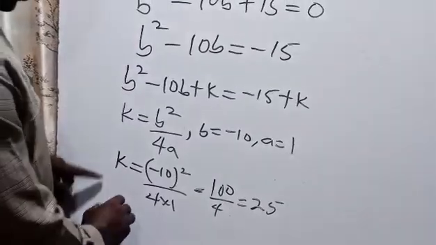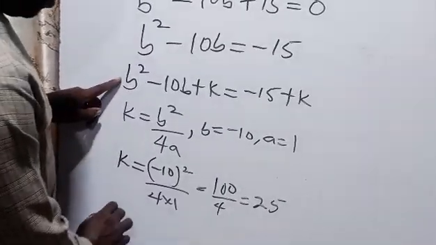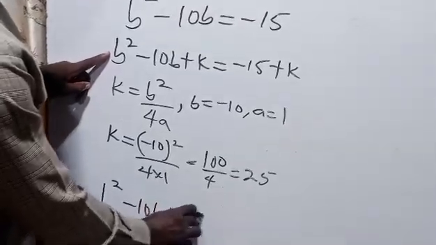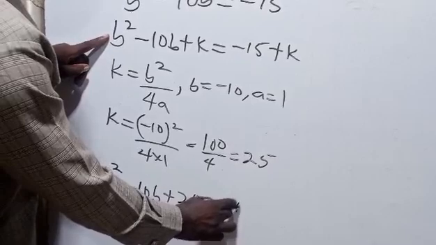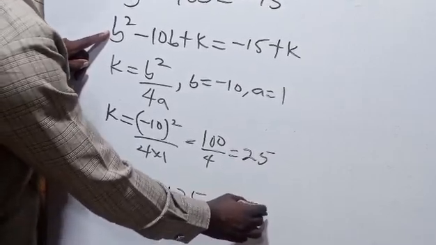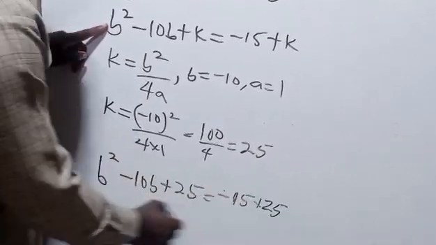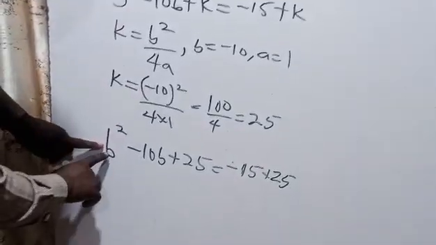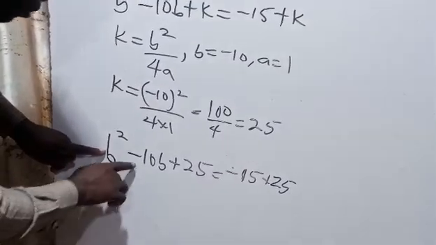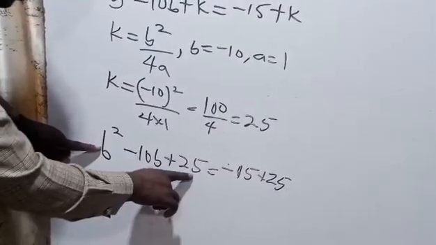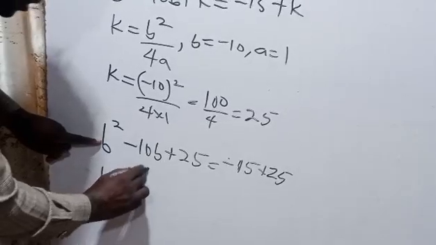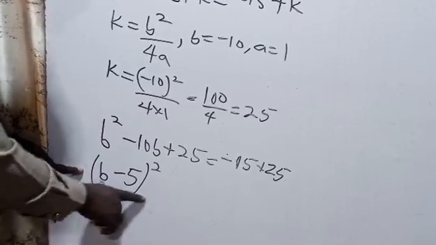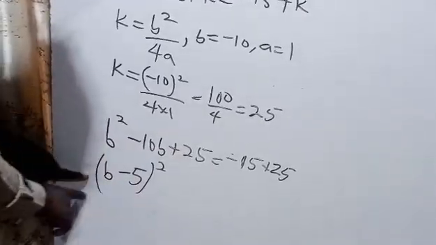So we can now have this equation as b squared minus 10b plus 25 equals minus 15 plus 25. From here, please take a close look. You take only b, write only b, and whatever sign follows, put it here. What is the square root of 25? 5. Then square it this way. Do you get it? By the time you expand this, this is what you are going to get back.